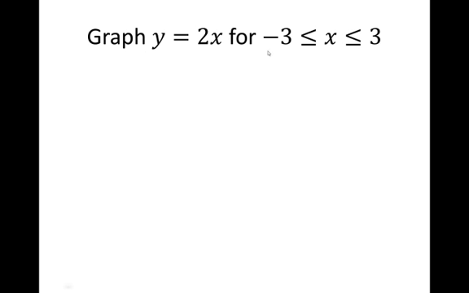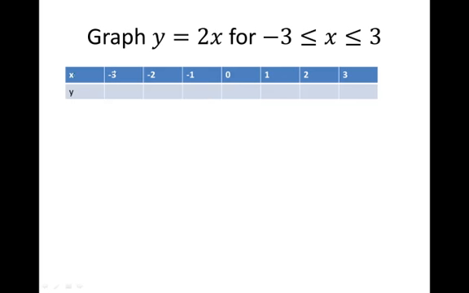Graph y equals 2x for x, which has values between -3 and 3. Okay, so we can see that our smallest value for x here is -3, our biggest value is 3. A good way to start this off is to put a table showing x values and y values so that we can plot it on a set of axes. Because we have x between -3 and 3, let's start the table. X, the smallest point is -3, so let's put that down. And x equals 3 is the biggest one, so let's put in 3.